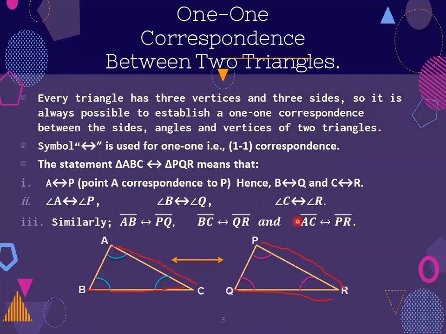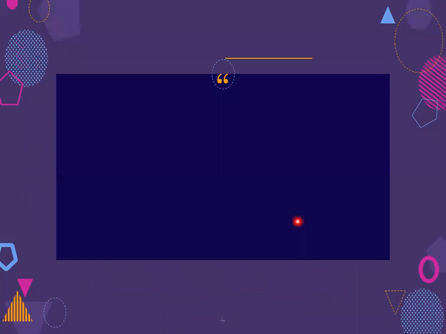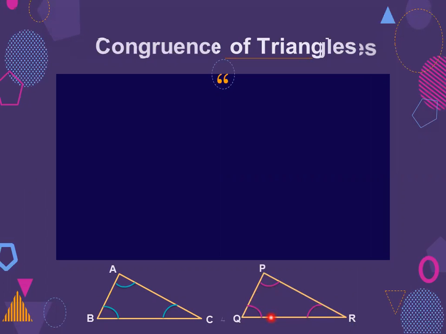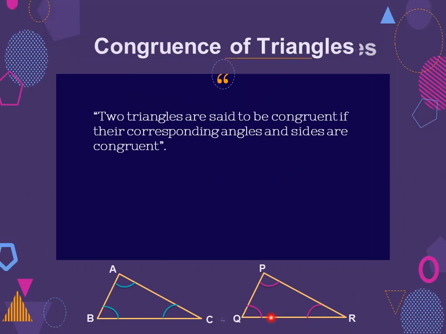Right, now move on to the next one. Next is the congruence of triangles. Do you know what congruence means? Congruence means equal, right? So what does congruence of triangles mean? Now again consider these two triangles. This is triangle ABC and this is triangle PQR. So what does it mean by congruence of triangles?